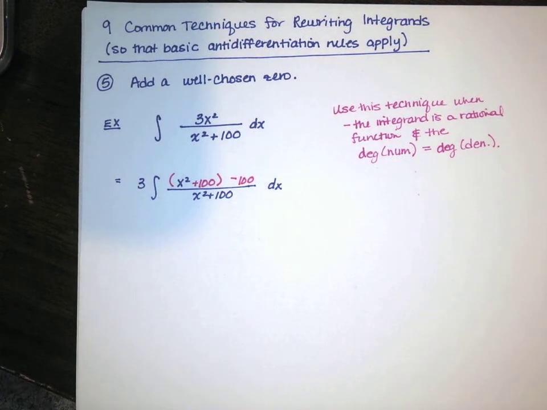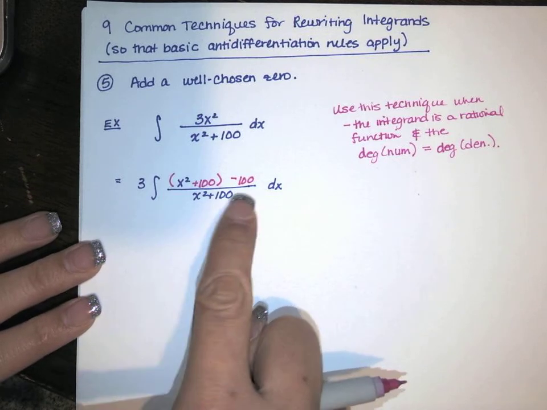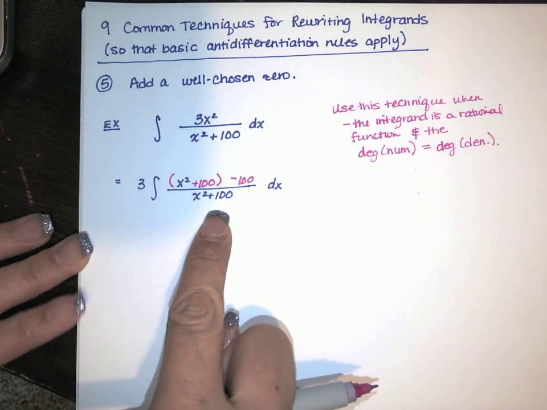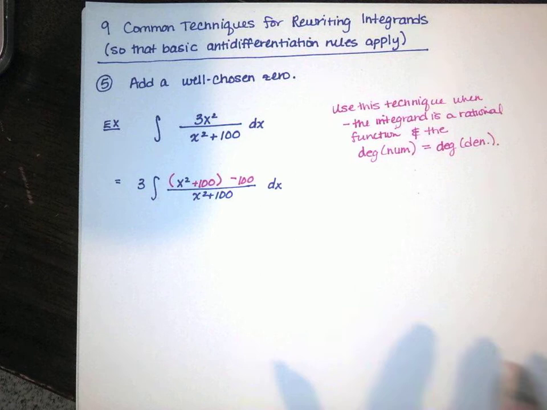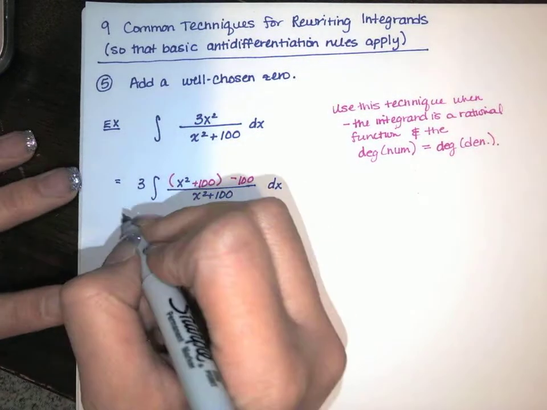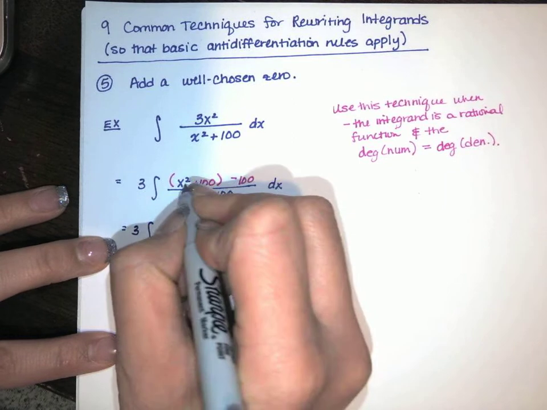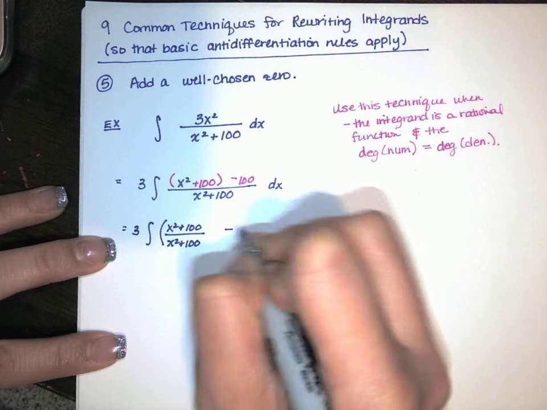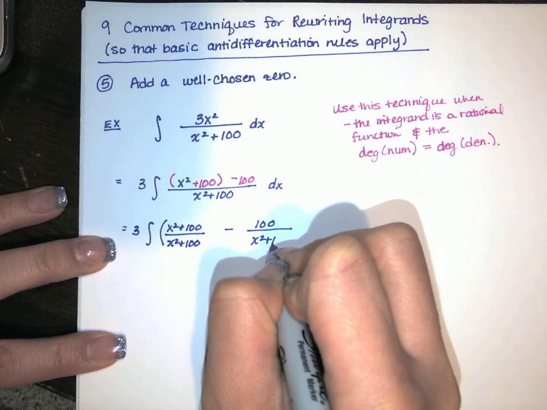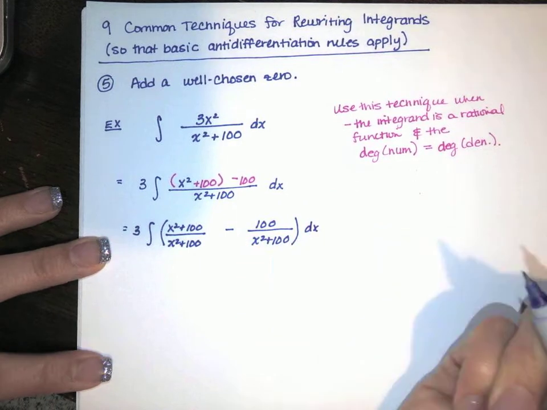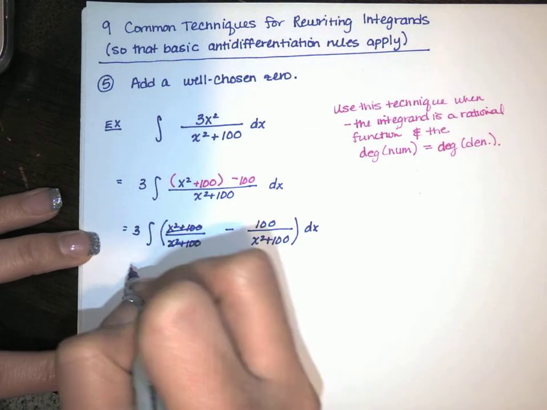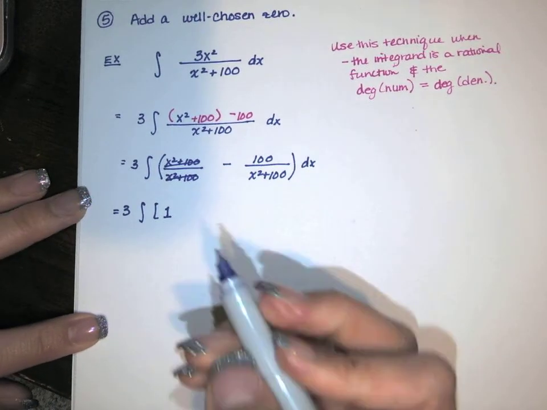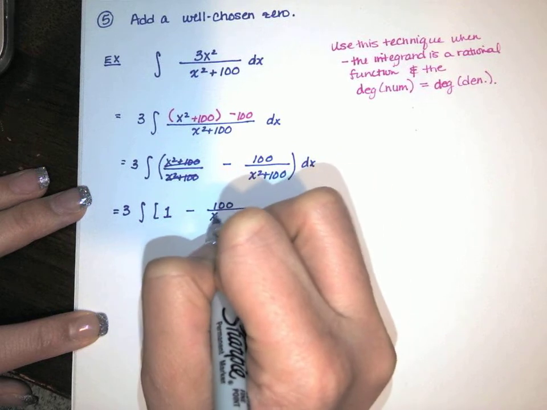And that's nice, because once I've done this, I can just do this divided by this, plus this divided by this. It's just separating the numerator like we did a few examples back, a few techniques back. We're going to get exactly the same result we would have gotten had we done long division. So I'm going to separate the numerator now. X squared plus 100 over x squared plus 100 minus 100 over x squared plus 100. And that is a 1. It's not a 0. Some students cancel those and make that a 0. It's just a 1. Minus 100 over x squared plus 100.